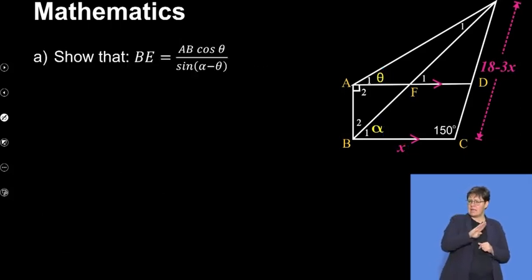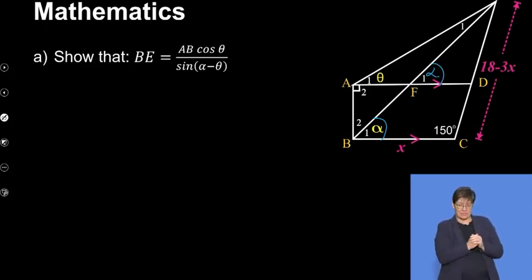Okay, so we need to show that BE is equal to AB cos theta over sine of alpha minus theta. We need to decide which triangle we're going to use to solve for BE. First, let's look at what they've given us. They've given us parallel lines, and because of that, this angle and this angle must be equal, which means this angle has to be alpha because it's corresponding.